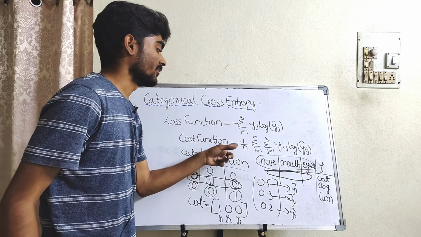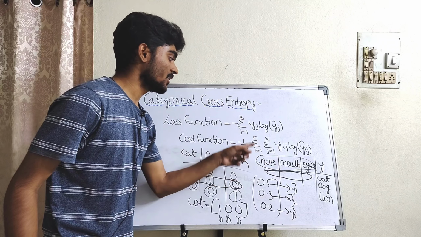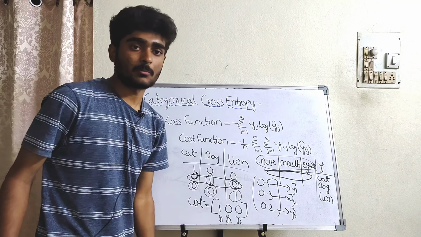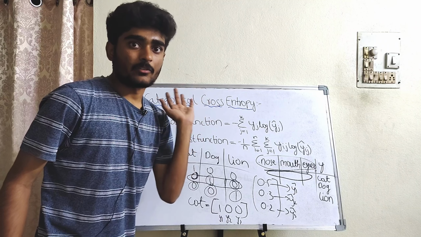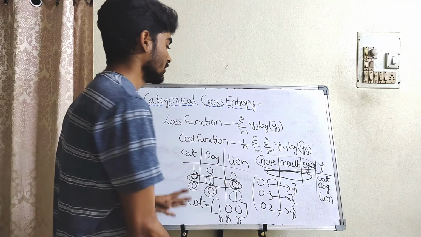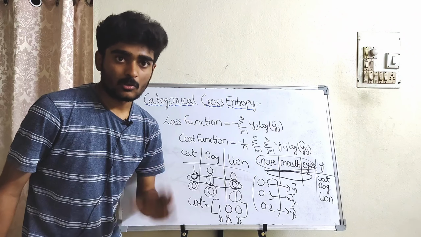n determines the number of training samples, and j from 1 to k determines the number of classes in your target variable. This is the entire intuition of categorical cross entropy.